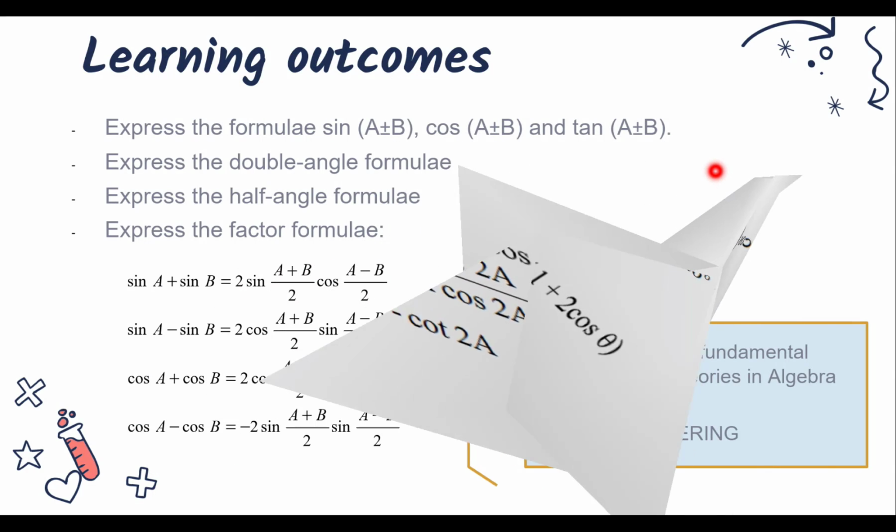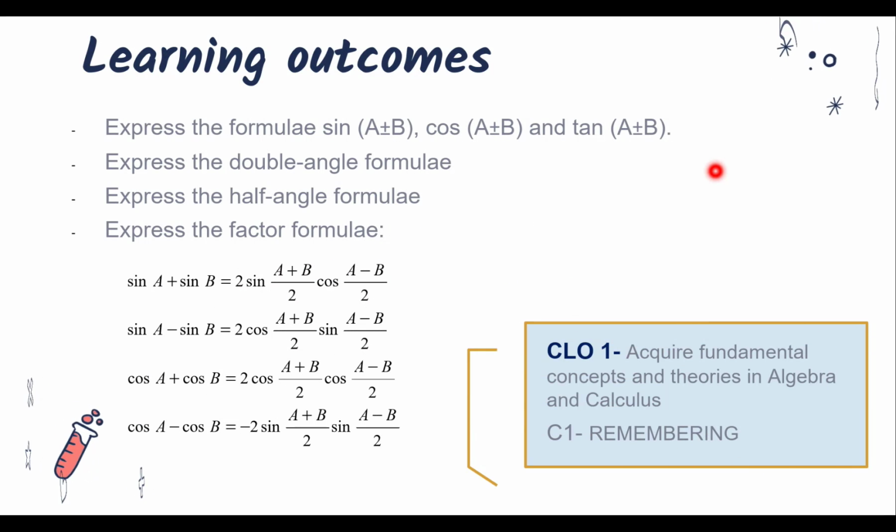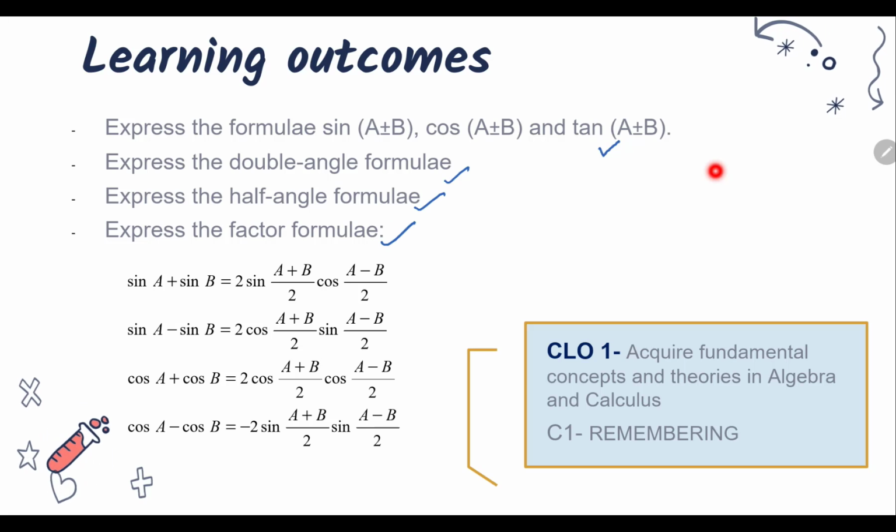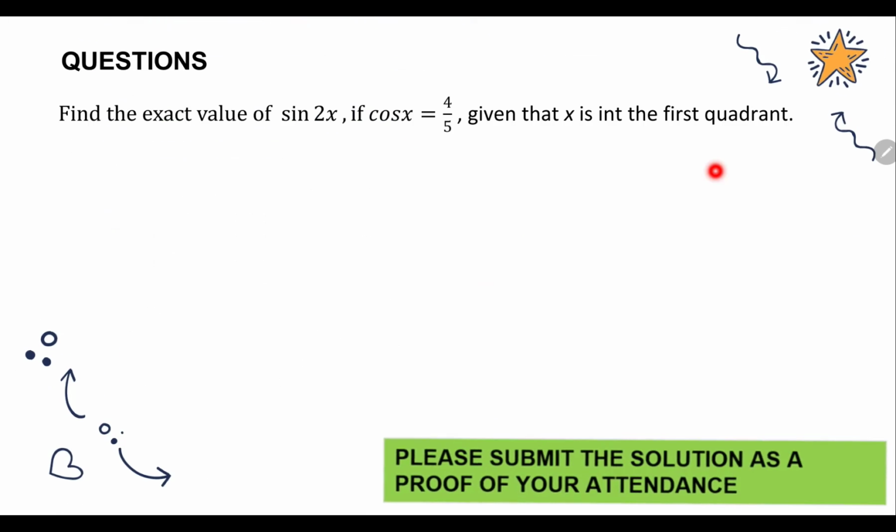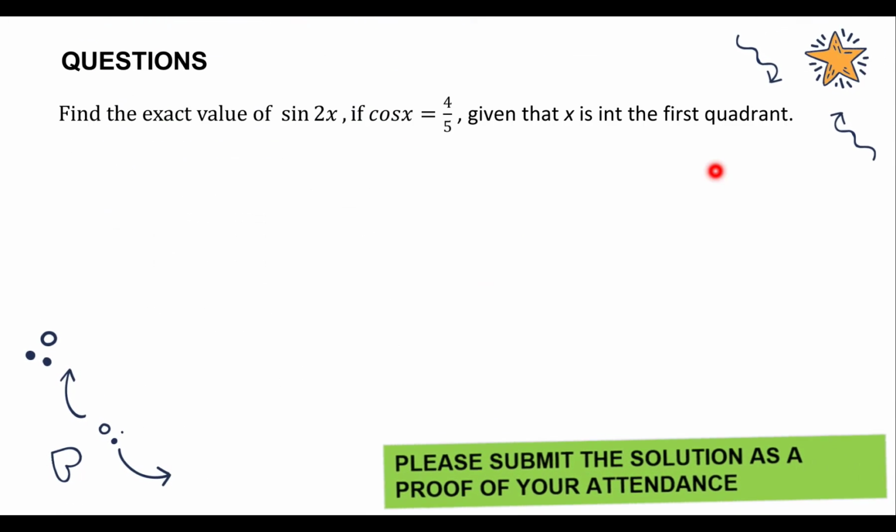So what is the learning outcome that we have covered today in this lesson? We have learned how to express the plus-minus formulas of sine, cosine, tangent, double angle, half angle, and also the factor formula. Now please make sure you answer this question here: find the exact value of sin 2x given that x is in the first quadrant. Make sure to answer this question.